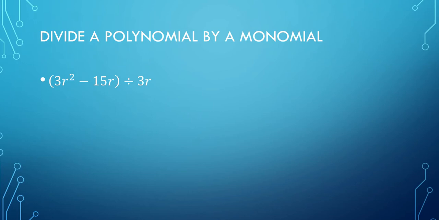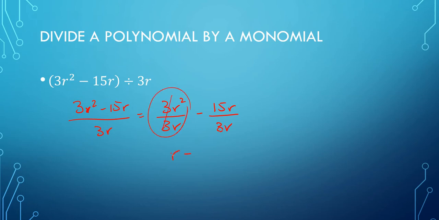So, dividing a polynomial by a monomial. We've already done some of this work, so let's look at this. We're going to rewrite this as 3r squared minus 15r divided by 3r. In order to simplify or divide this, I'm going to divide each piece in the numerator separately by our monomial denominator. So the 3's cancel, one of my r's cancels, I'm left with r, minus the r's cancel, and 15/3 is 5. So to divide by a monomial, we simply divide each piece of the numerator by the monomial, and we simplify those expressions.